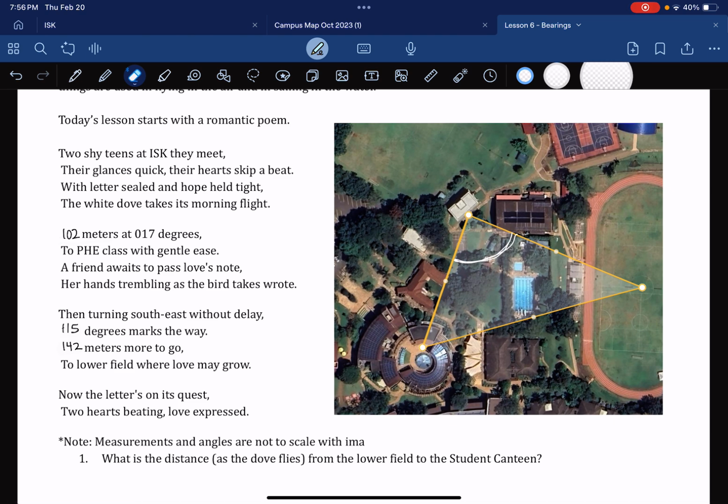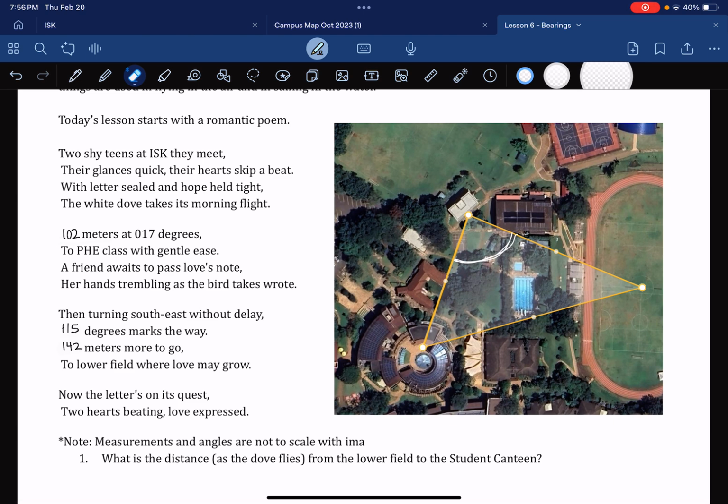Okay. Two shy teens at ISK they meet, their glances quick, their hearts skip a beat. With letter sealed and hope held tight, the white dove takes its morning flight. 102 meters at 17 degrees, to PHE class with gentle ease. A friend awaits to pass love's note, her hands trembling as the bird takes note. Then turning southeast without delay, 115 degrees marks the way. 142 meters more to go, to lower field where love may grow. Now the letter's on its quest, two hearts beating, love expressed. Isn't it beautiful?